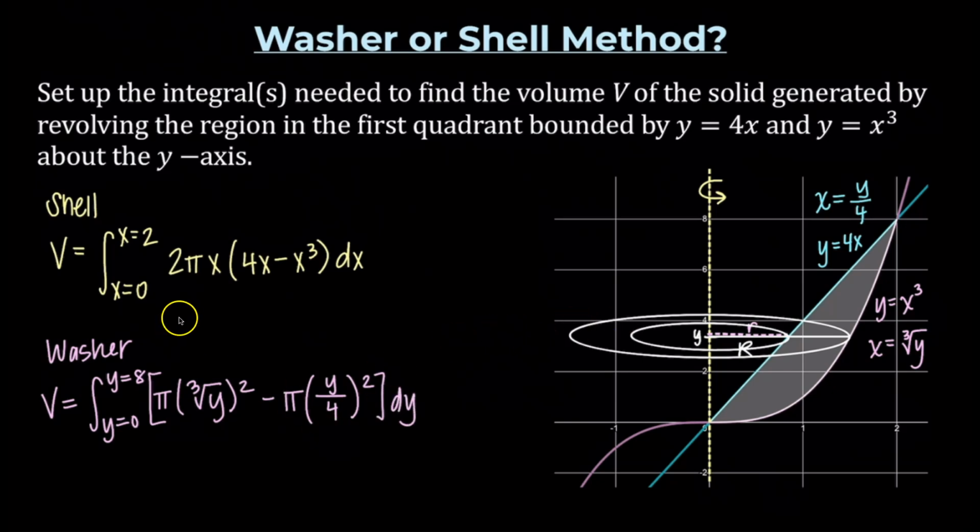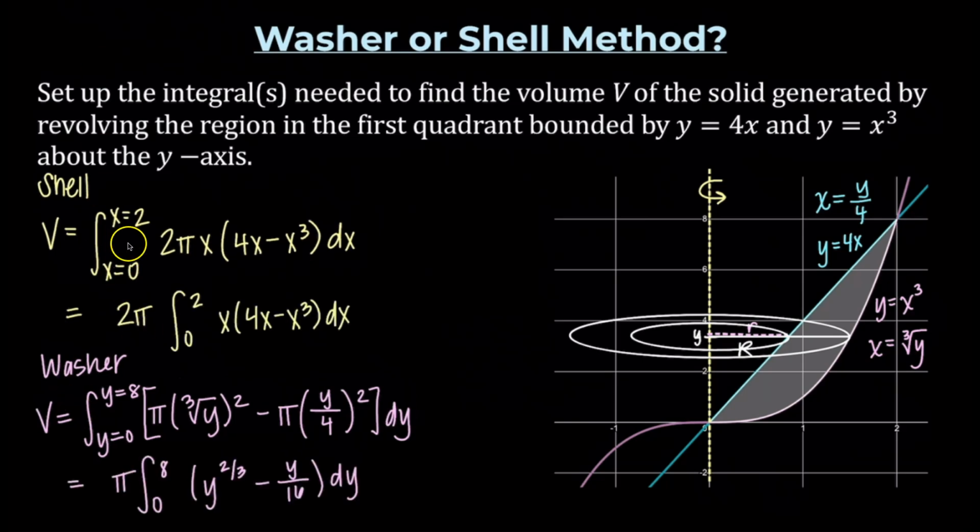And for both the shell and the washer method, we can factor out the constant multiples. So we could have taken the 2 pi out of the integral. And here, since both terms have a pi in common, we can factor that out and then pull it out of the integral. So for the shell method, we have 2 pi, the integral from 0 to 2, of just x times the quantity 4x minus x cubed dx. So a really nice integral to evaluate if we had to finish it up.